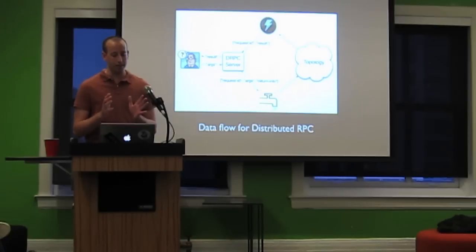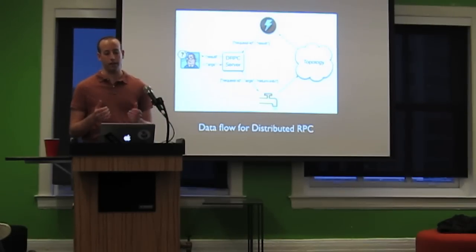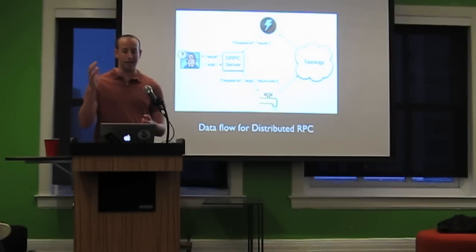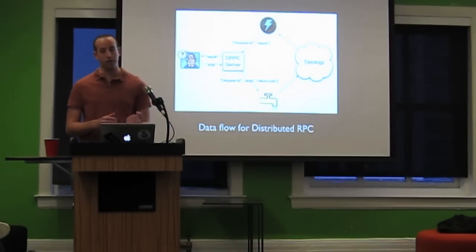So the data flow for DRPC looks like this. We have you on the left, and you have some function you want to execute, and some arguments to that function. What you do is you talk to this DRPC server, and Storm comes with an implementation of this. You tell the DRPC server, I want to run this function with these arguments. Then the DRPC server will actually block the request, because it doesn't have the results yet. The DRPC server can act as a source for a spout.